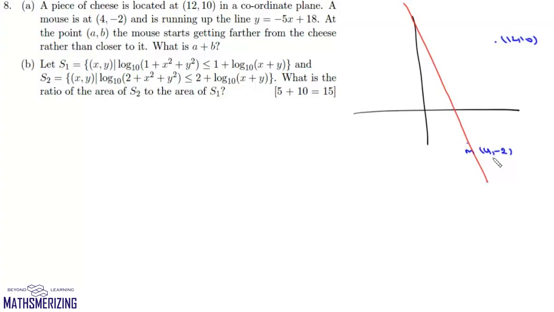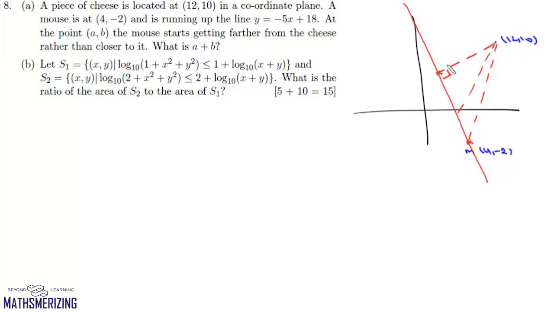So we put x as 4, so it will be -20 + 18 = -2. So this mouse is on this line, and it moves along this line. Now it says at the point (a, b), the mouse starts getting farther from the cheese rather than closer to it. So if we look at the distance of this mouse from this cheese, it is given by this distance. Now this distance will be minimum when it is this perpendicular distance.